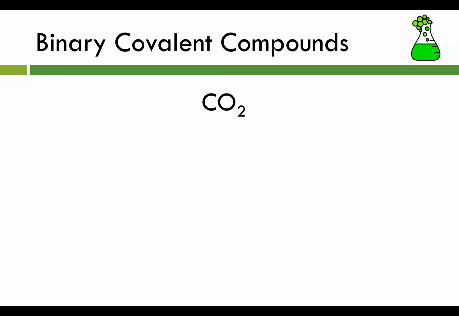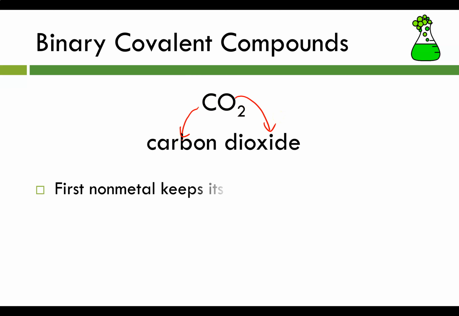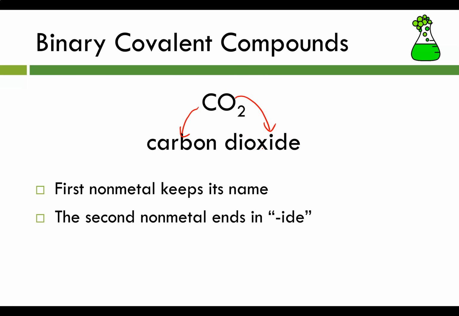My guess is you knew how to name this compound well before you got to my class, CO2. That is, of course, carbon dioxide. If we think about what's happening to the names of the elements, well, carbon just stays carbon. So the first nonmetal is going to keep its name. Don't make any changes to it unless you need prefixes. The second nonmetal, oxygen, became oxide. Just like with ionics, we're going to drop the ending and add the suffix "ide."